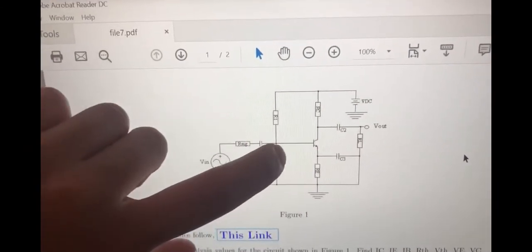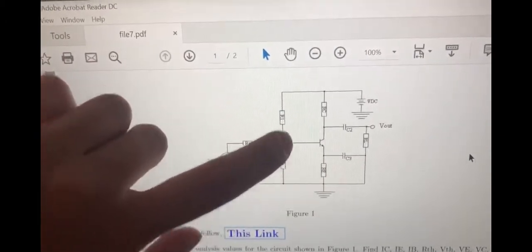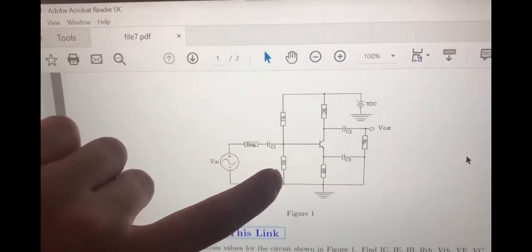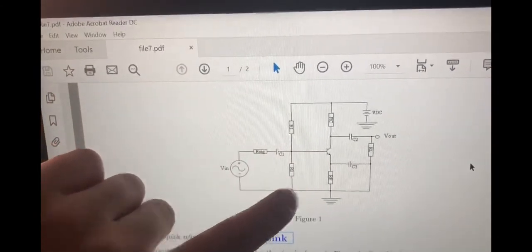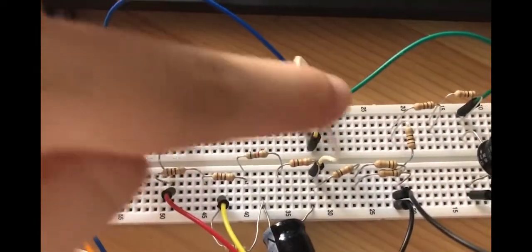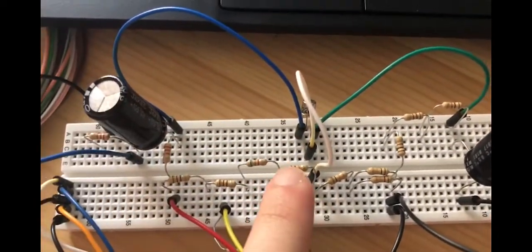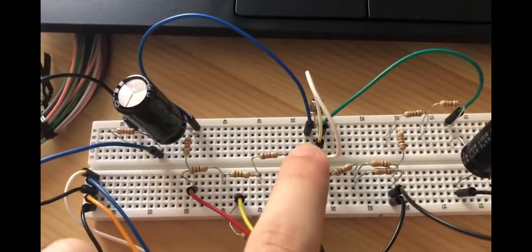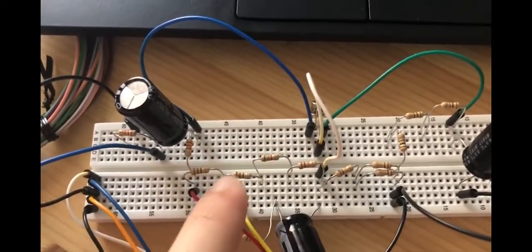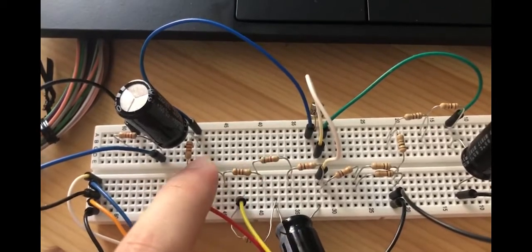Let's make the connections for base. First, the voltage divider. We have R1 and R2. R1 is 27, R2 is 15 K. So the base is here. This is 27, this is 20K, this is 6.8 in series, this is 100 ohm, and this is 100 ohm.